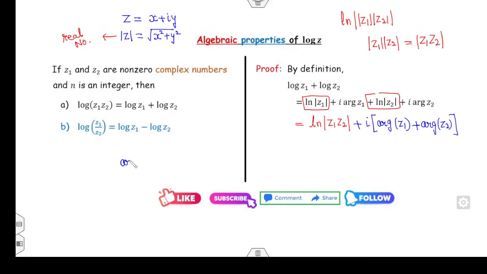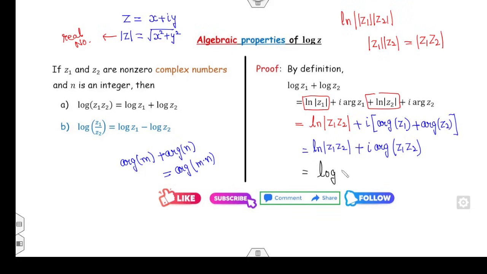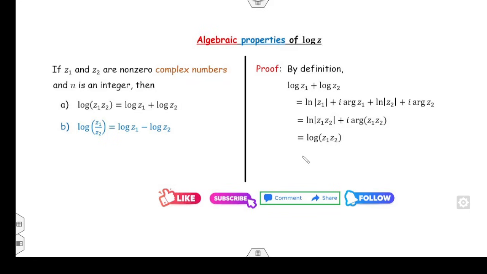Now by using the property of the argument, argument of m plus argument of n is equal to argument of m into n. So again I can write this as ln of mod of z1 into z2 plus iota times argument of z1 into z2. So this becomes the definition of what? Does it not become the definition of log of z1 z2? Because you write ln of absolute value plus iota times this part. So this is my left hand side.